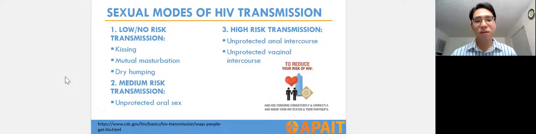Now, how might any of these fluids get inside a person's body? Well, we're going to talk about sexual modes of HIV transmission. Behaviors that pose no to low risk of transmission include kissing, mutual masturbation, and dry humping. Medium risks of transmission include unprotected oral sex.